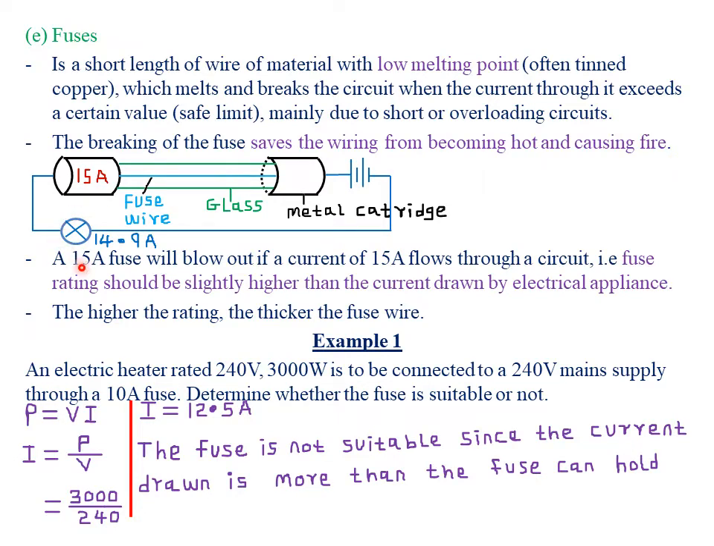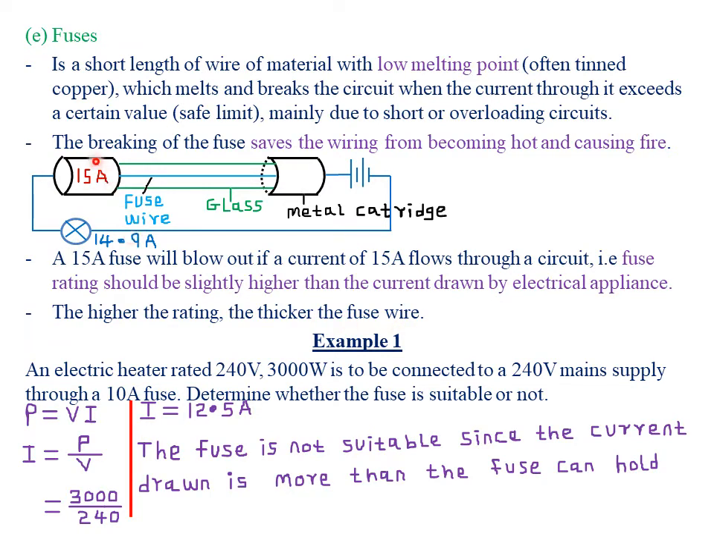Then we are saying that a 15 ampere fuse will blow out if a current of 15 amperes flows through that particular circuit, or if a current that is higher than 15 amperes flows through that circuit, then your fuse will actually blow away, because most of the electrical energy will be converted to heat energy, which causes your fuse wire to melt away, hence breaking the circuit. So that is to say that the fuse rating should be slightly higher than the current drawn by the electrical appliance. And remember, the higher the rating, the thicker the fuse wire.